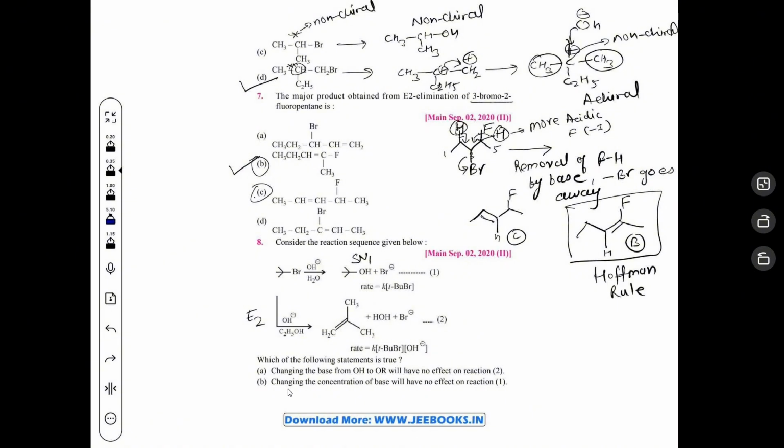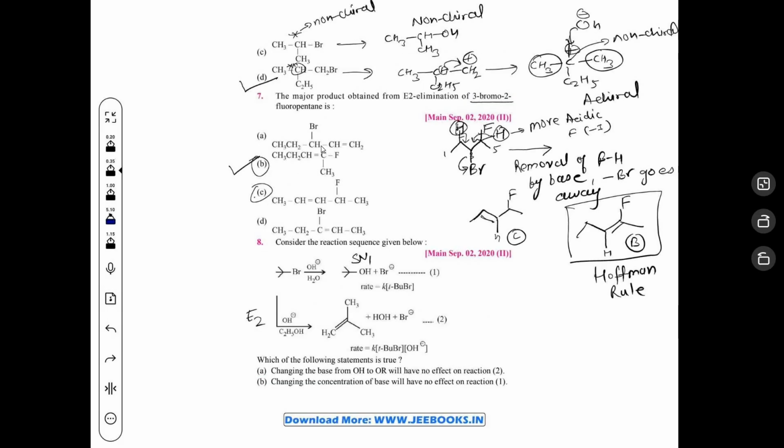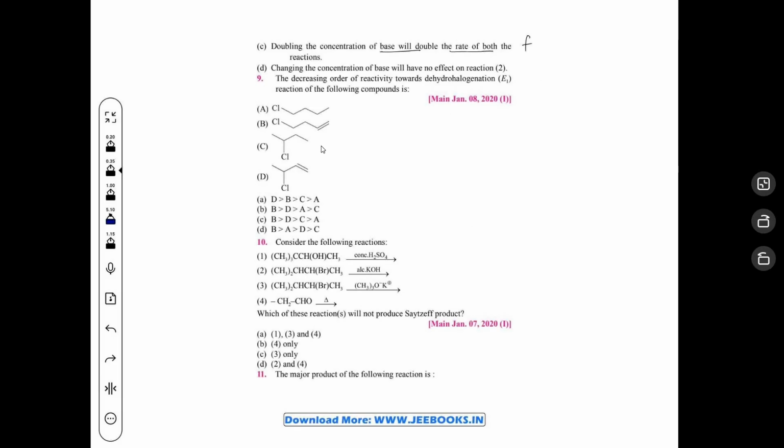Let's see what option C is. Doubling the concentration of base will double the rate of both reactions. Actually, doubling the concentration of base will double the rate only for reaction 2, because in this case you can see that it depends on the concentration, but not for reaction 1. Therefore this statement is false. Now, changing the concentration of base will have no effect on reaction 2. This is also false, because as we see, changing the concentration of base will have an effect on reaction 2.